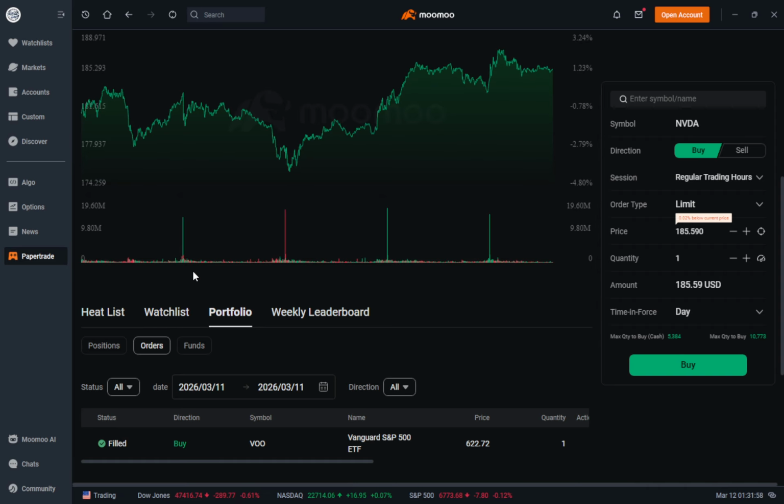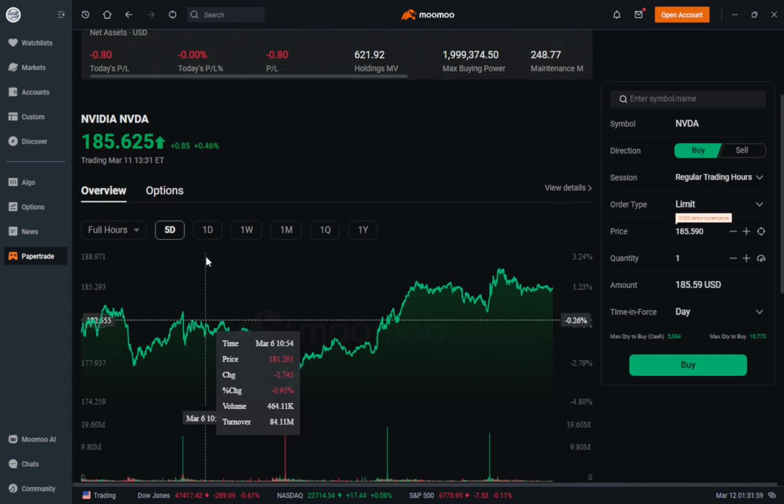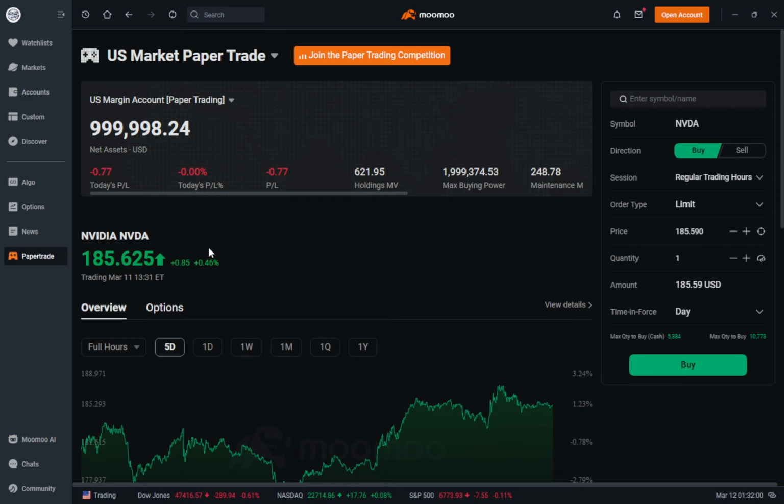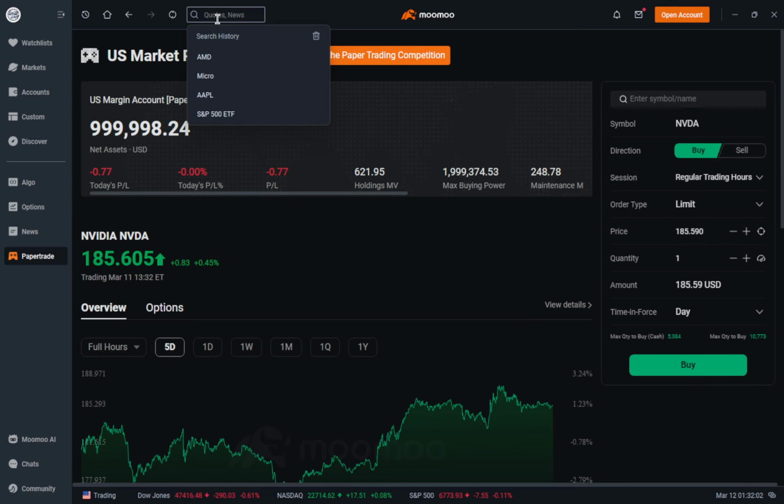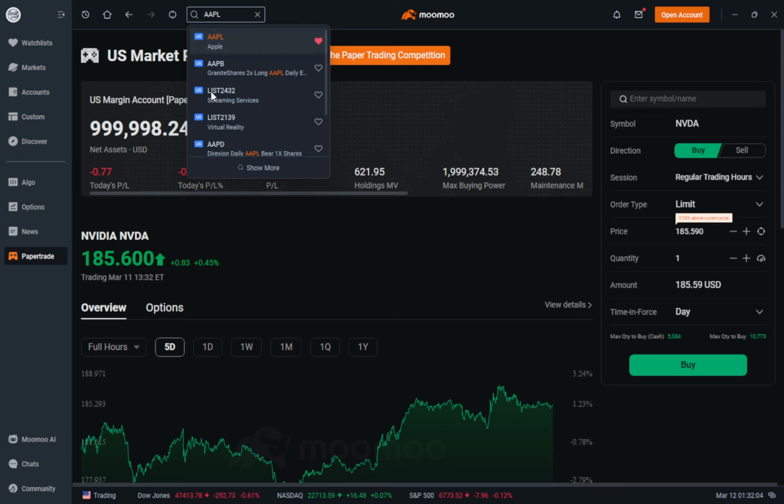Let's walk through your first paper trade. In paper trading mode, begin by typing a stock ticker symbol into the search, for example, AAPL. On the order ticket, choose whether you want to buy or sell. Then enter the price and the number of shares you want to trade.